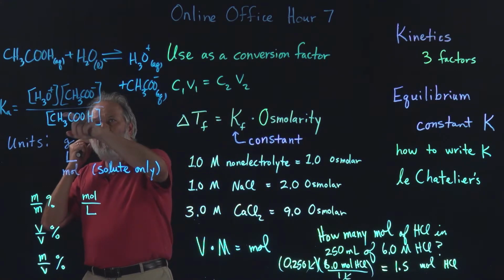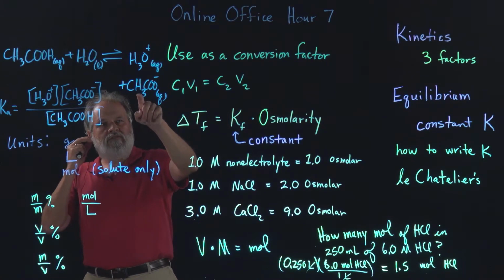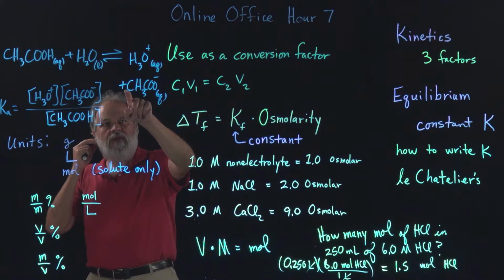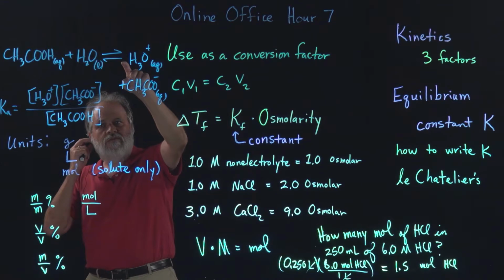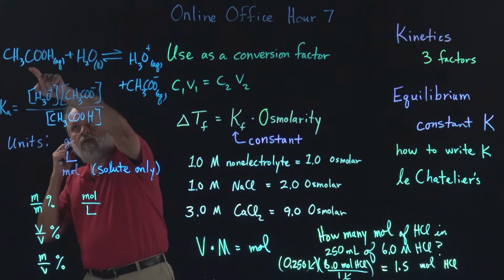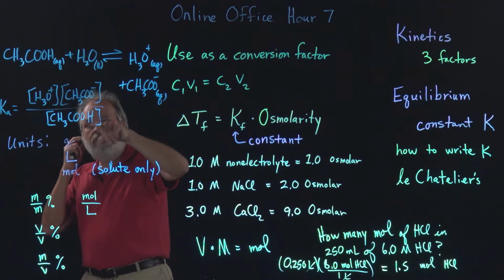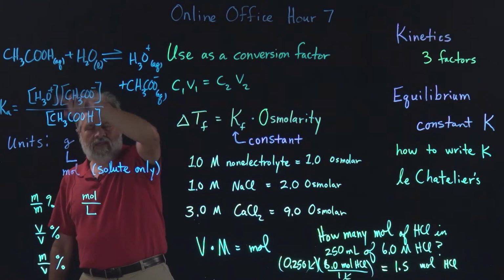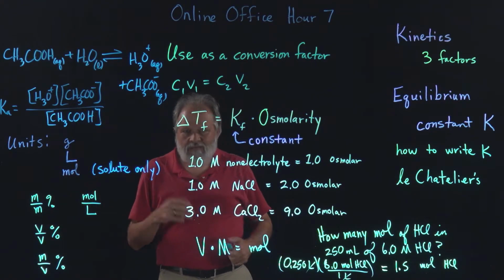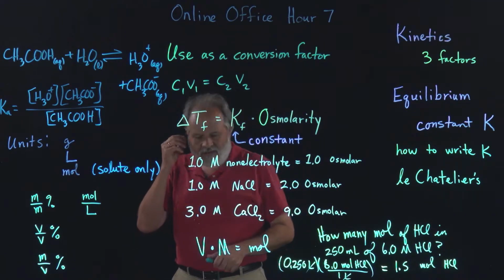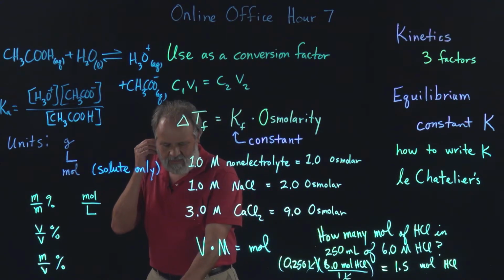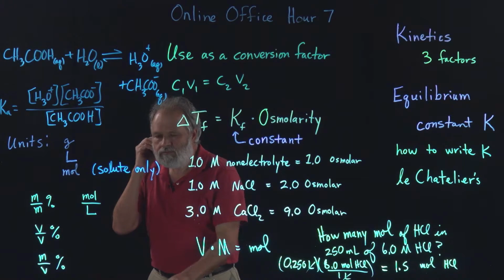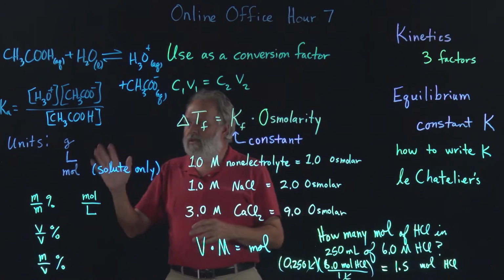And so it's the molarity of this to the first power, molarity of this to the first power in the numerator, divided by the molarity of this to the first power, the denominator. So all these coefficients are ones, which is why we don't even write the first power of anything, because anything to the first power is just that number. And then how to work problems with that.